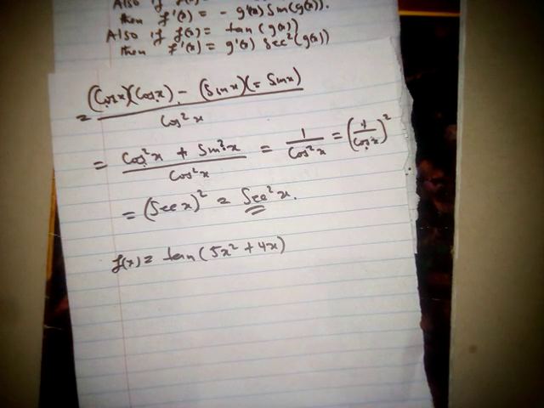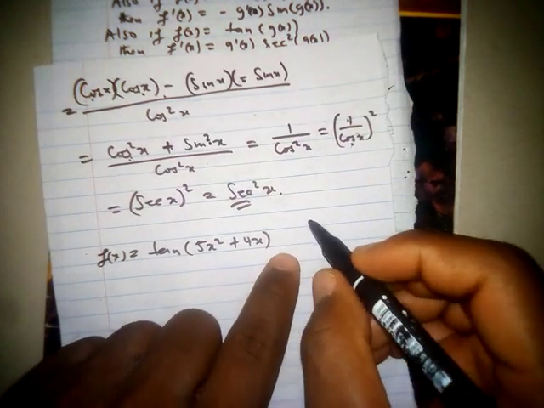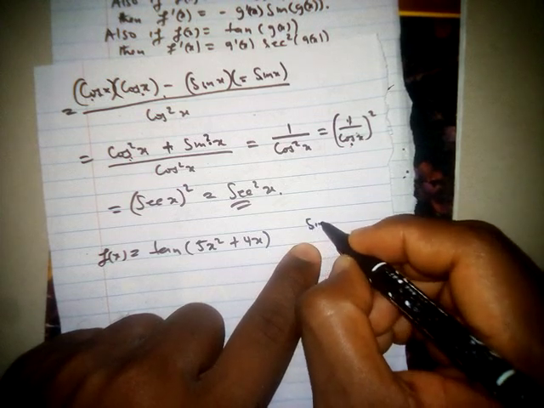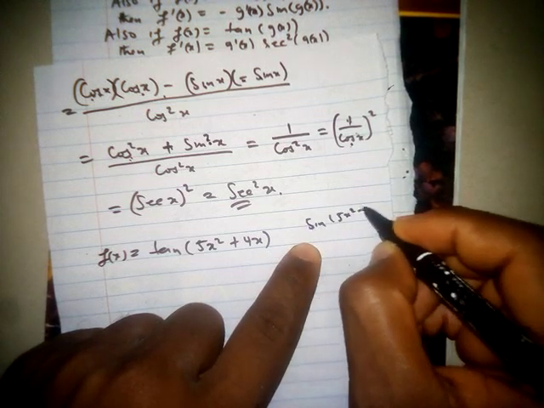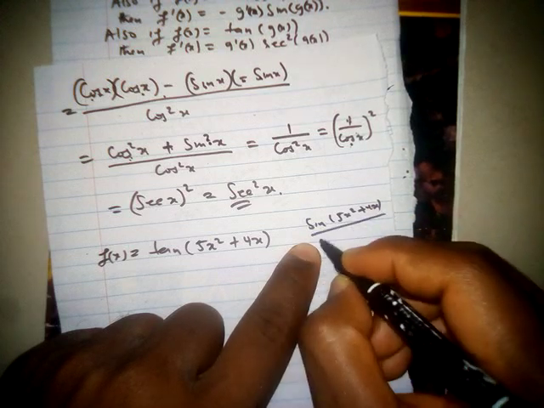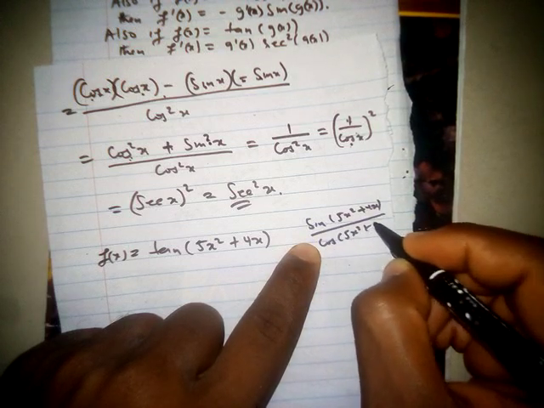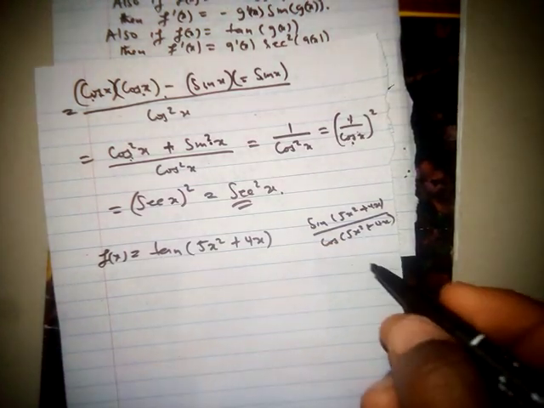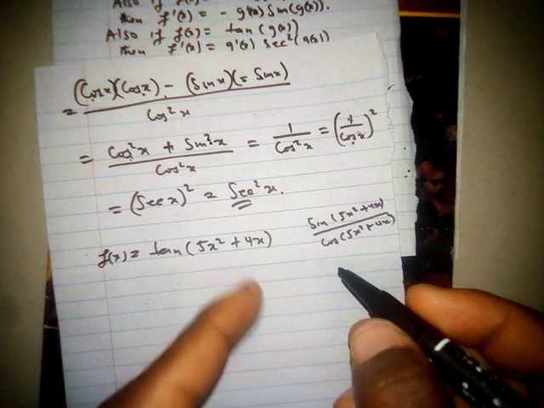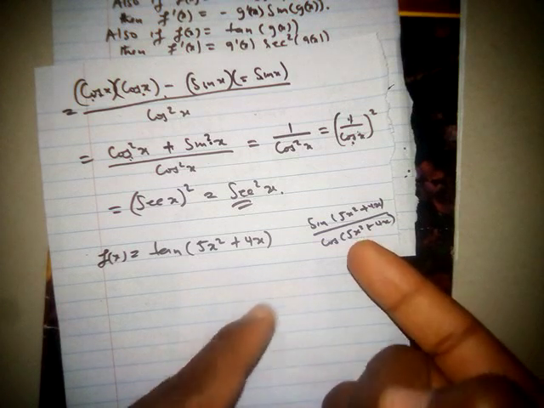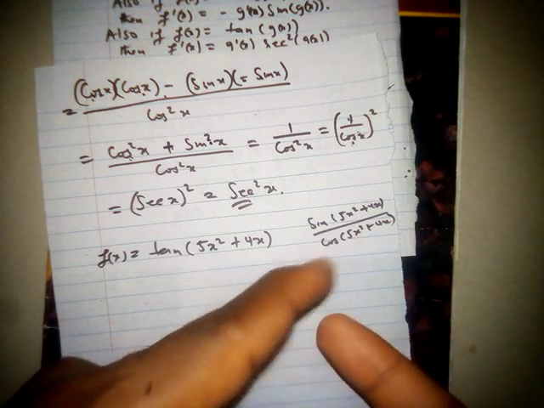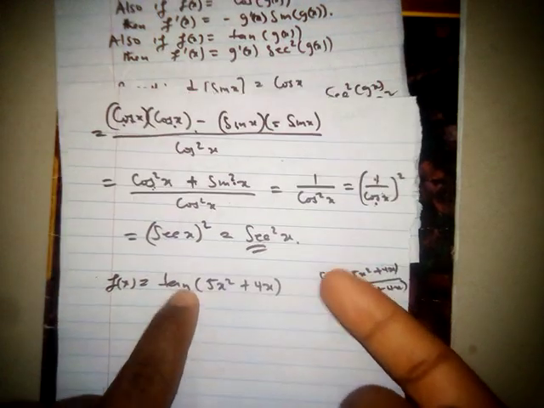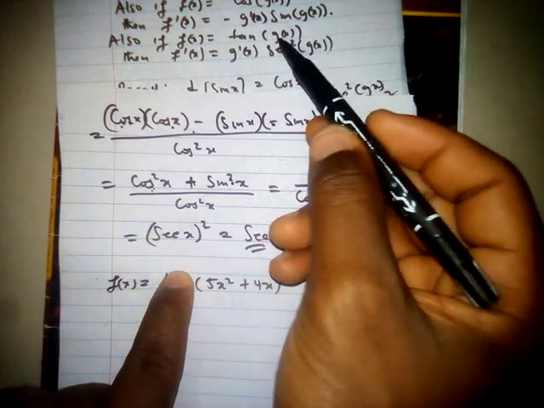Okay, so I'm going to apply that rule. You can also try using quotient rule to solve sine 5x square plus 4x all over cos 5x square plus 4x. You can also use quotient rule and try this and see if it will give you the same results. Mind you, you're not just going to apply quotient rule, you're also going to apply chain rule inside this, so it's going to be a long work. That's why the formula comes in, to make the work easier.